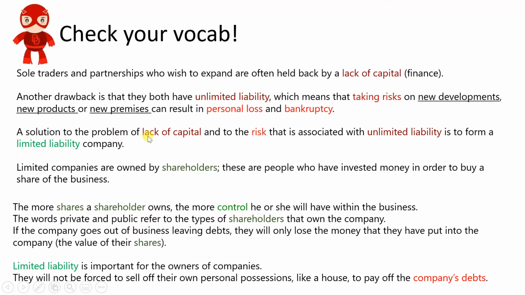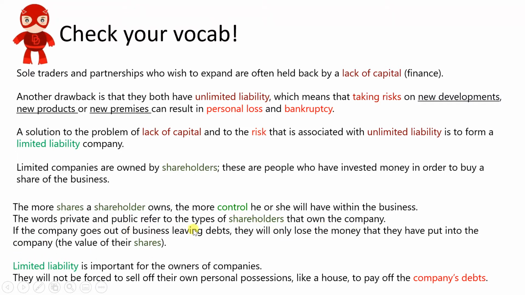A solution to the problem of lack of capital and to the risk that is associated with unlimited liability is to form a limited liability company. Limited companies are owned by shareholders. These are people who have invested money in order to buy a share of the business. The more shares a shareholder owns, the more control he or she will have within the business. The words private and public refer to the types of shareholders that own the company.